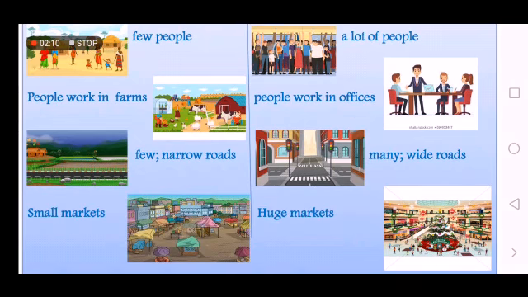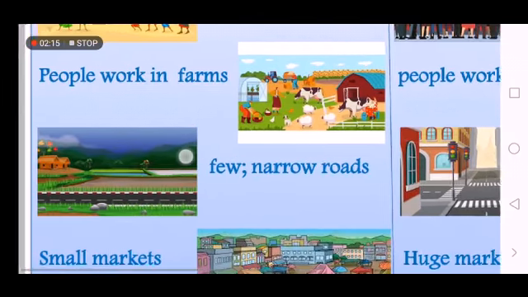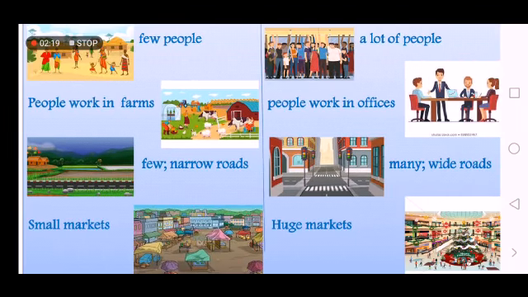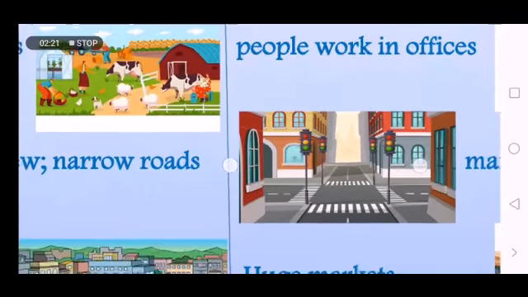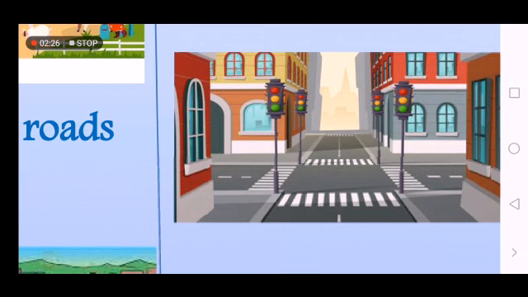Even the roads are different. Roads in villages are few and they are narrow roads, while the roads in the cities are many roads, and look at them, they are so wide. You can see here.